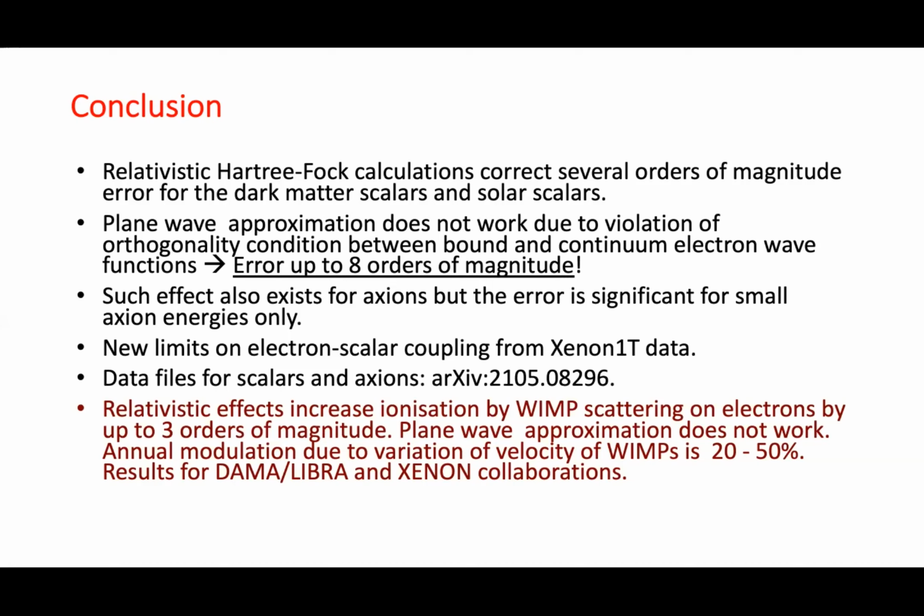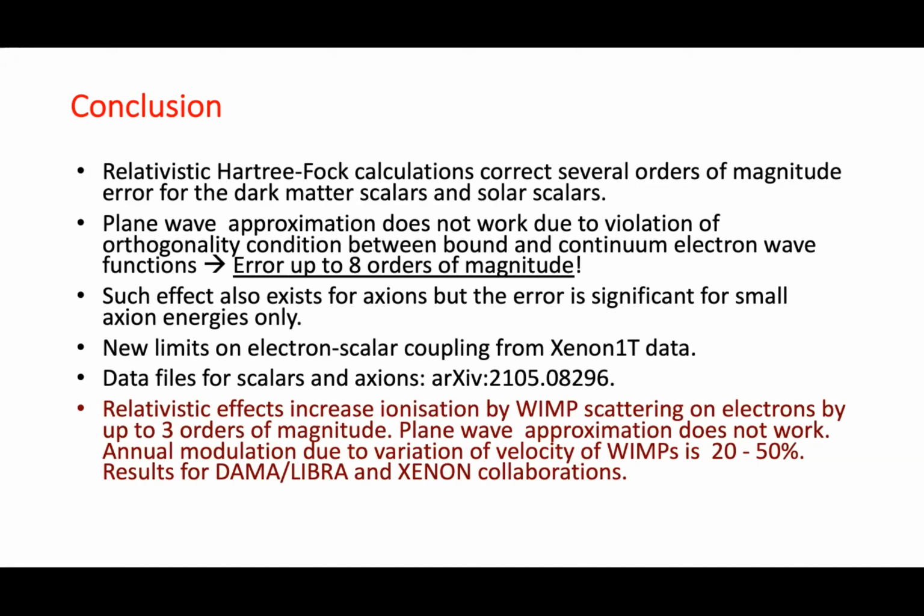subdominant multipole. We got new limits on electron scalar coupling from Xenon 1T data. We can even say that we get a non-zero result if we assume that this peak in Xenon data is due to dark matter. We have produced data files for scalars and axions, which may be used for analysis of experimental data in different detectors for different atoms. Then relativistic effects increase ionization by WIMP scattering on electrons by up to 3 orders of magnitude.